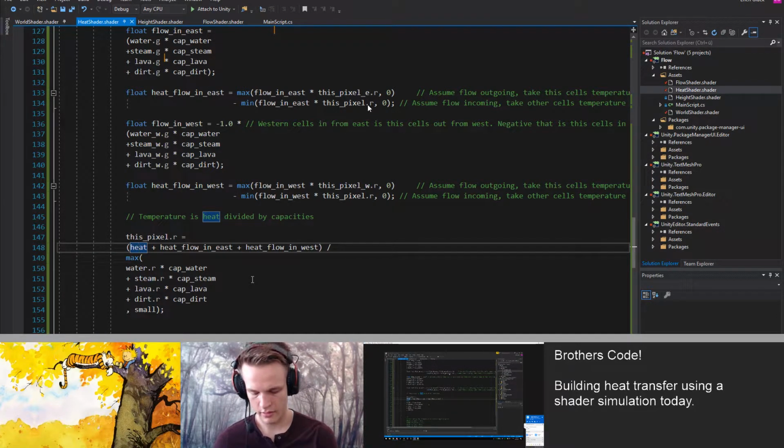I'm just gonna bake everything down. Just use water. So we have water old times cap water times temp old, right? That's the old heat. And then we have, why does it do it that way? That is just the worst. And then here we have temp new equals heat old minus heat out, which is plus heat in.